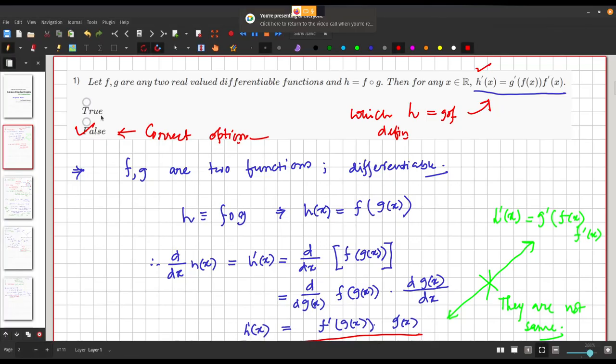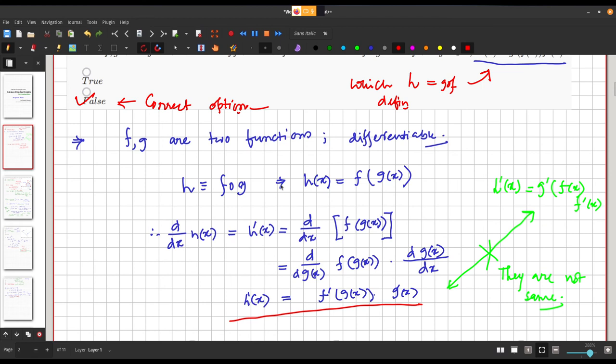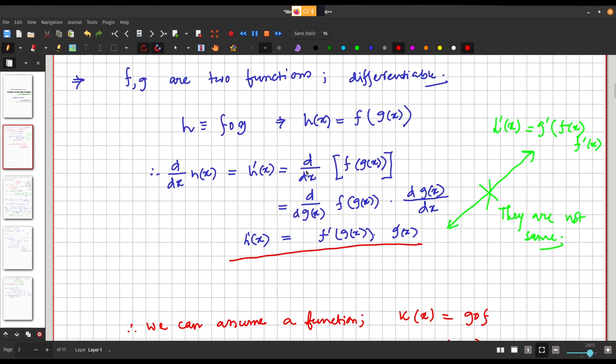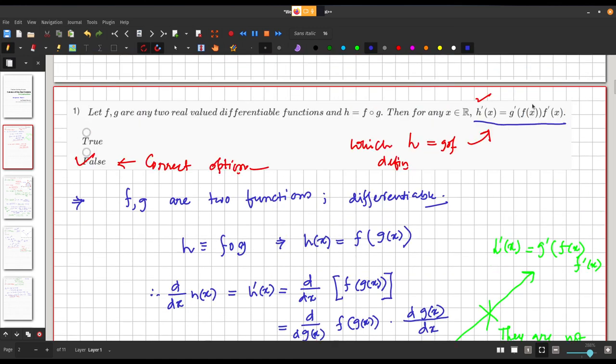The first problem is: if f and g are two real-valued differentiable functions and h is f o g, then for any x belonging to R, so the functions are differentiable everywhere, we have to check whether h prime(x) is given by this expression or not. We can write h as h(x) equal to f(g(x)). If we differentiate it and use the chain rule, we'll find that h prime(x) is given by f prime(g(x)) times g prime(x). So there is a prime here, and this expression does not match the expression given here, so this statement is actually false.